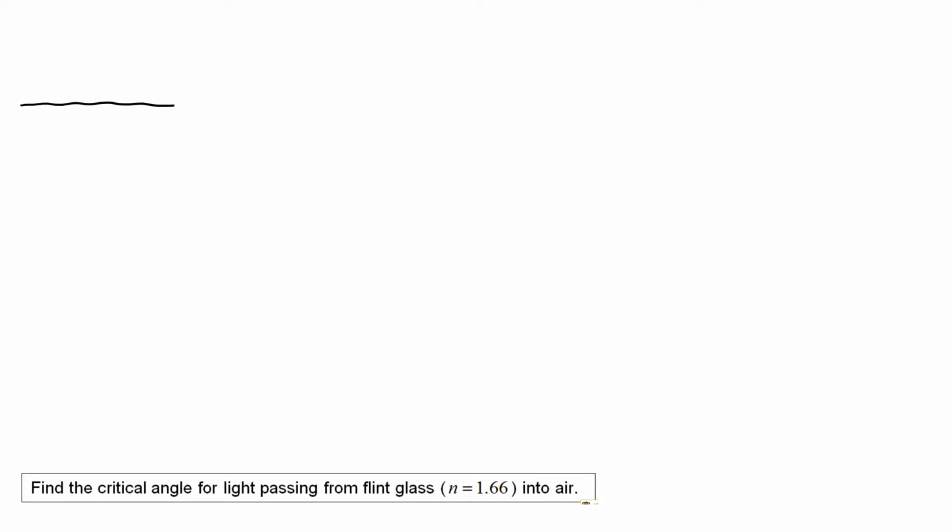Right, so here's our first example. We're looking at this question and we're trying to find the critical angle for light that's passing from flint glass, which is basically another word for hard glass, which has a refractive index of 1.66, into air.